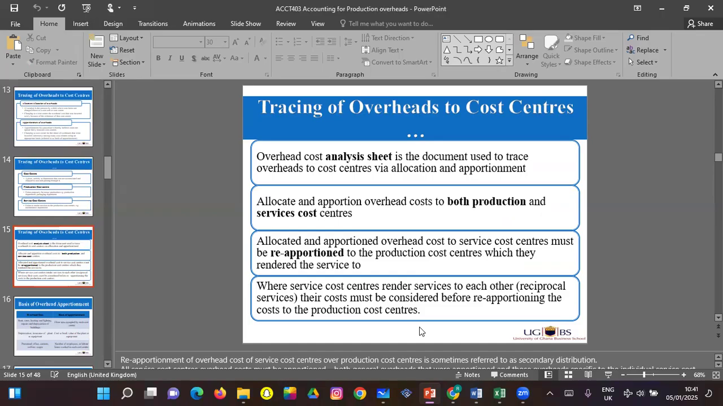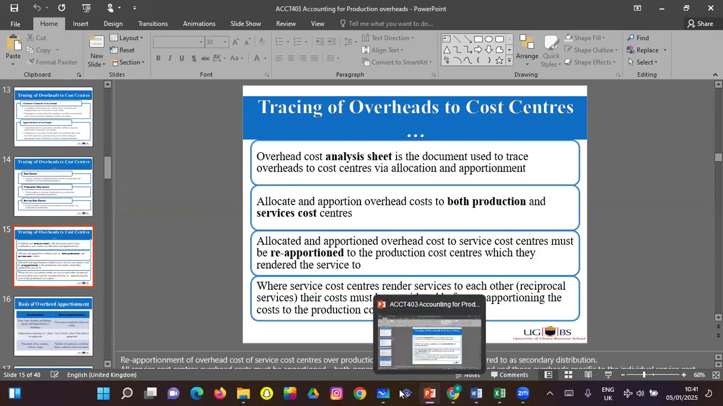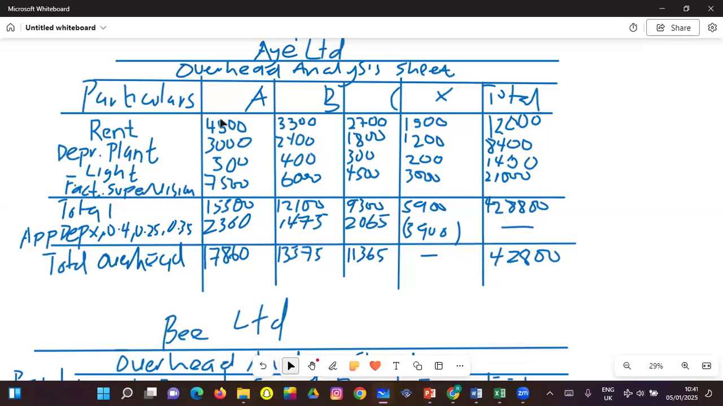So we move to the overhead cost analysis sheet. This is a document that is used to trace overhead to cost centers via allocation and apportionment. So we will tackle some questions. This is an example here where it is in the slide. So I might stop it here and then I will explain it very soon.